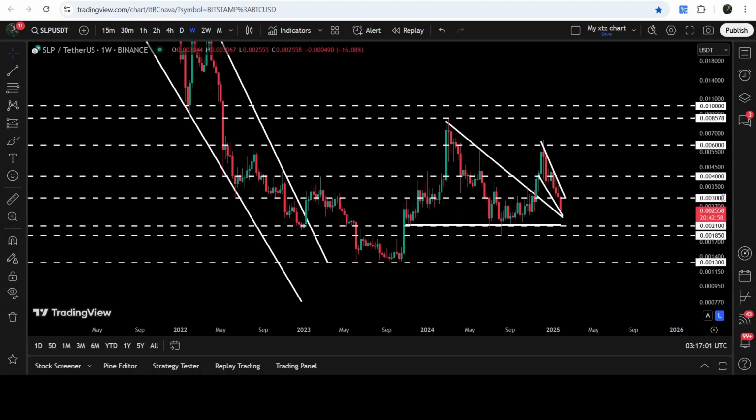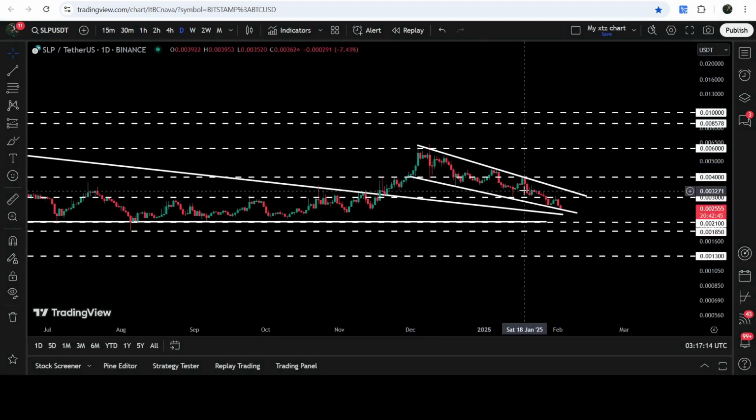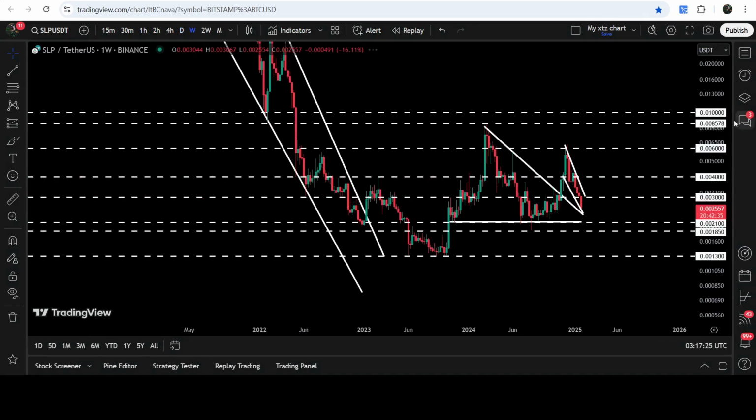If you take a look at the weekly time frame chart, then you can see that here we have this support of $0.0021. And for several months, it has been working as support for this triangle. And in case of a breakout from the resistance of this falling wedge pattern, the technical target will be here at the top of the wedge, approximately at $0.006.